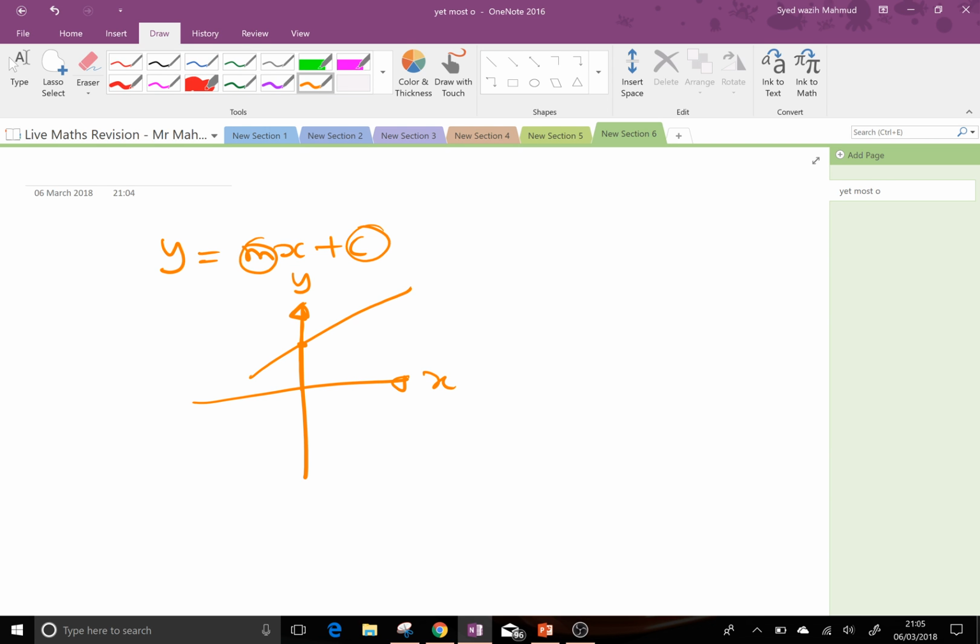This is how we know this is the y-axis. So this is the c value here, and the gradient is rise divided by run. So count the coordinates, find the coordinates, and find out what the gradient is.